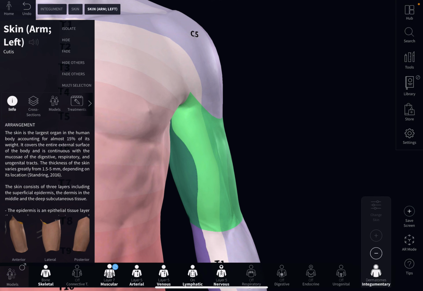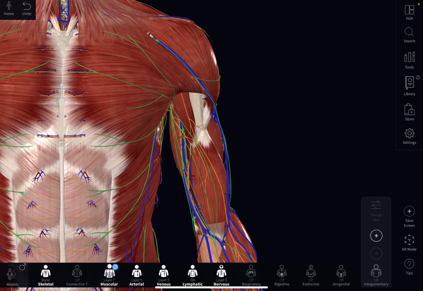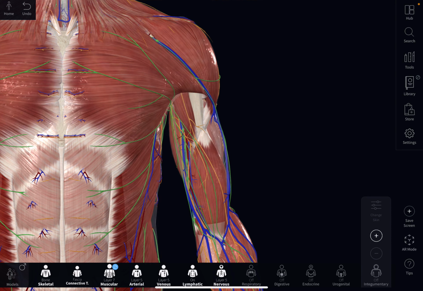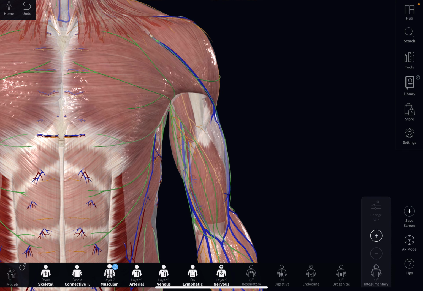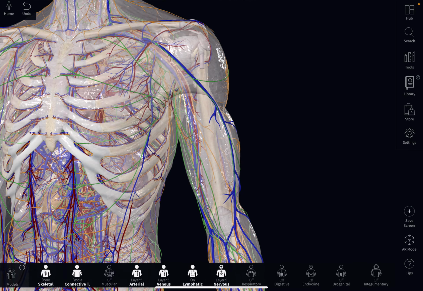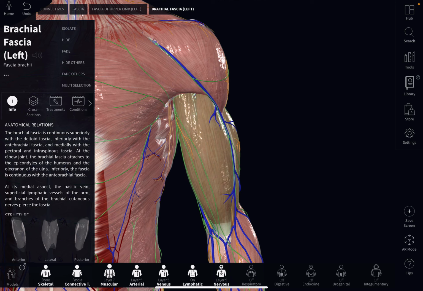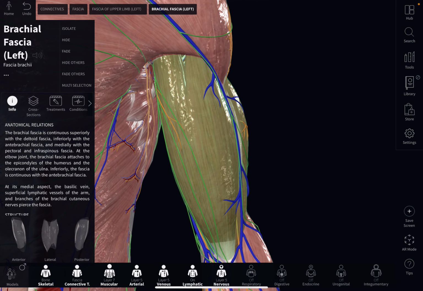So once we remove the skin, what do we see? Let's remove the skin. So we see the deep fascia. Now what is the deep fascia of the arm called? The deep fascia of the arm is called the brachial fascia. So this highlighted structure is the deep fascia of the arm, which is known as the brachial fascia.